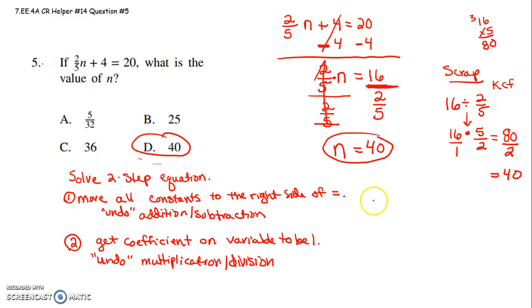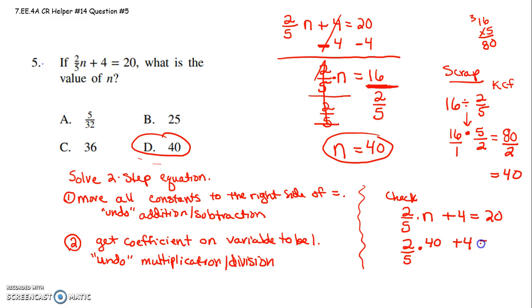Now on your test, you'll actually have to show a check. So I'm going to show my check here. To show my check, I write my original: 2/5 times n plus 4 equals 20. You rewrite your original equation. You then substitute 40 in place of n. So I have 2/5 times 40 plus 4 equals 20. I'm now going to simplify the left side of my equal sign and hope I get 20. Ooh, if I do, then I'll know my original value for n was correct.